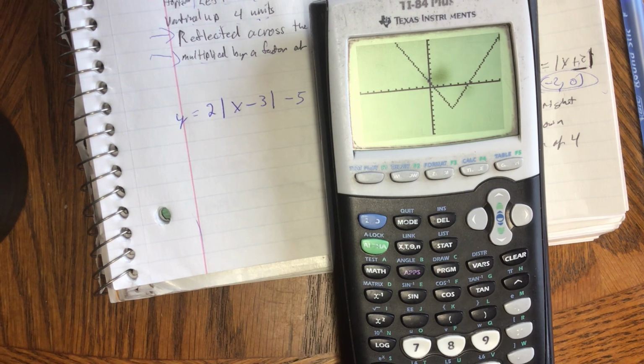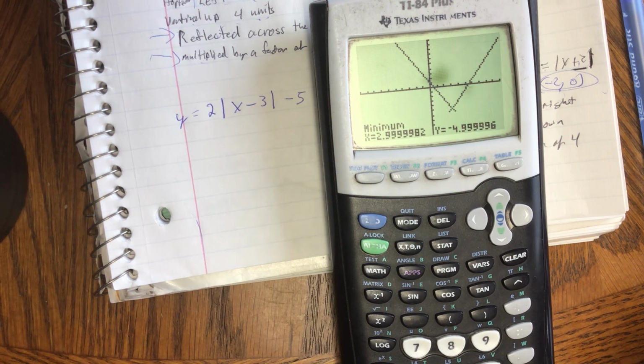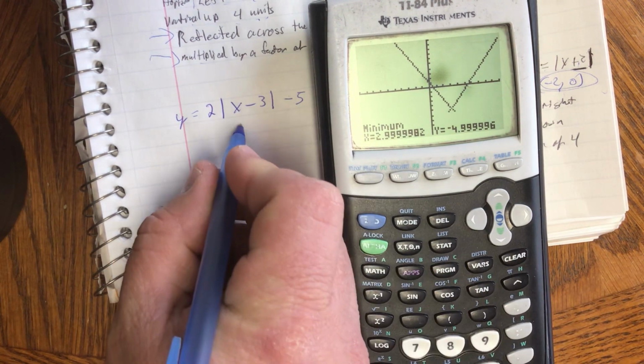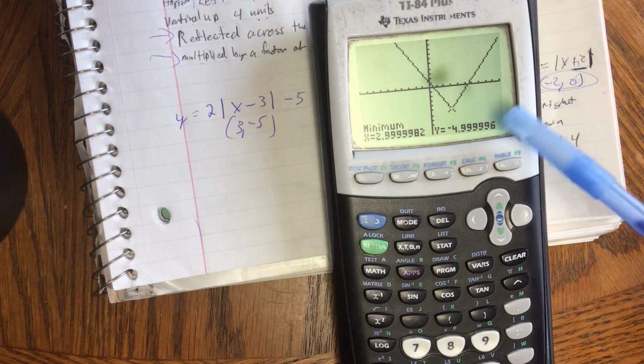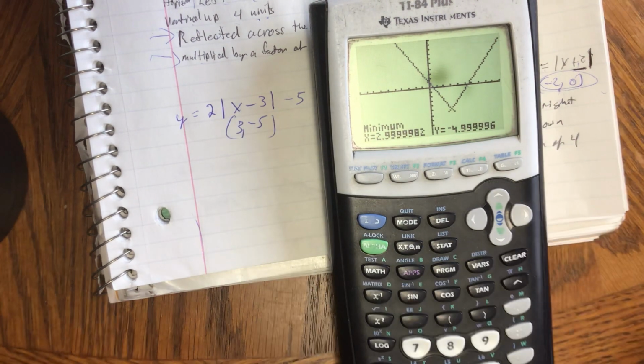Do you want me to take a guess? Yeah, I want you to take a guess. Now, it may not be exact, but it's pretty dang close. 2.999999982 and negative 4.9999996 is still going to be, more or less, 3, negative 5. And that's going to match up with my vertex here, 3, negative 5. Now, to me, it takes longer to type this in than it does to actually do that. Okay, so I would just graph it without it.